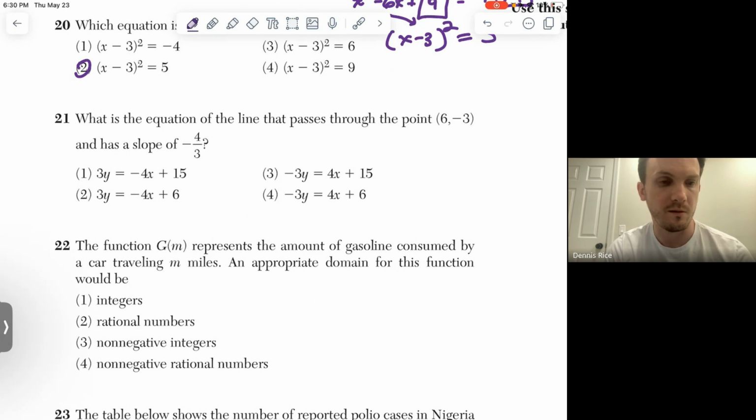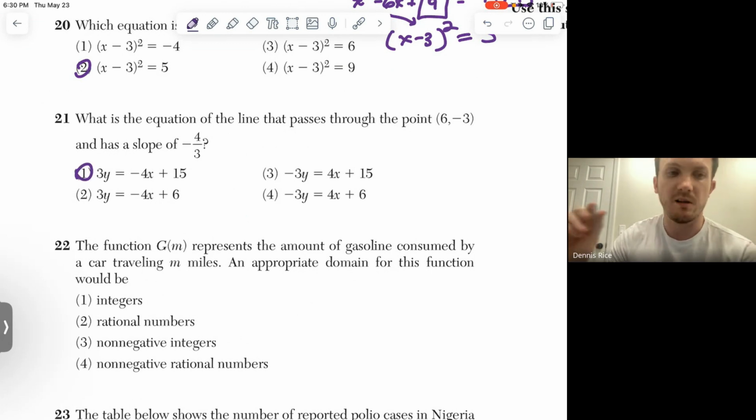I think we found it right away. Does anyone see it? That kind of gives a hint. Does anyone see the one that works with 6, negative 3? Choice 1. Yeah, I think choice 1 works, right? That's what I was saying. I found it right away.